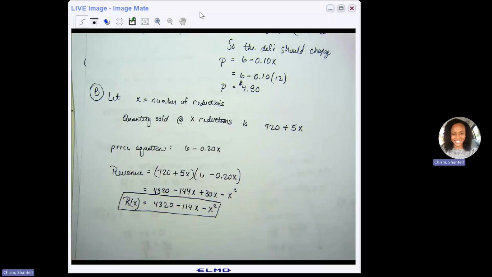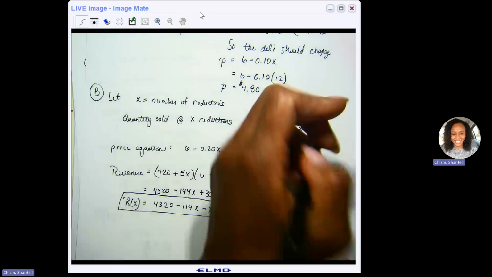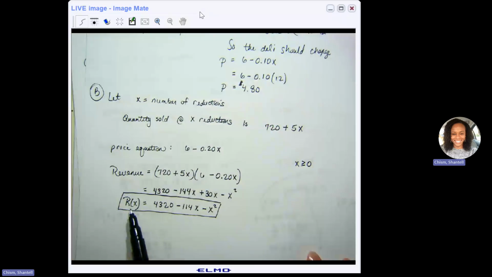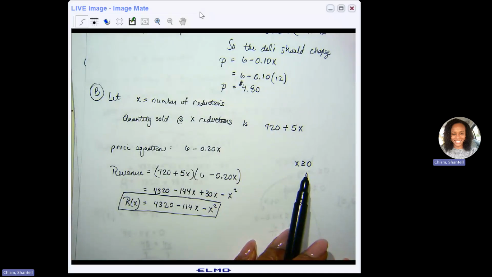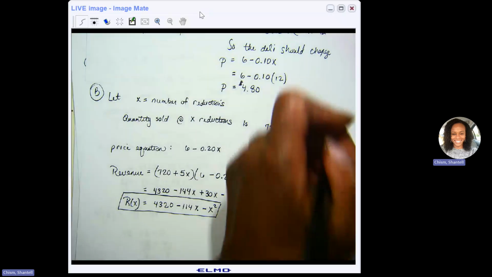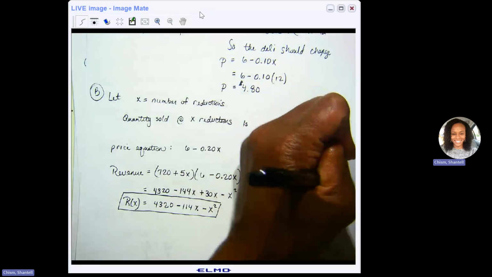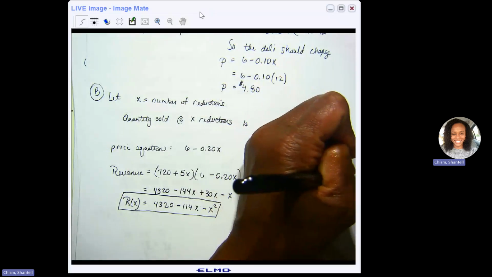Now, let's get our endpoints. Let's think about this. So we know that X must be non-negative. Our revenue function is a function of X, so X has to be positive. Okay. So that's one condition. Then we also need our price to be non-negative. So 6 minus 0.20X must be greater than or equal to 0.